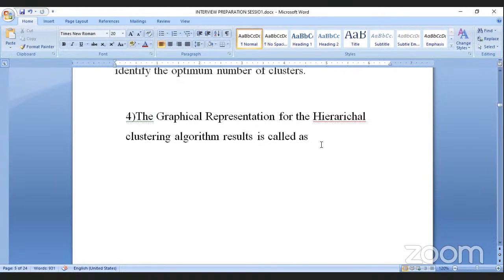So answer me for the fourth question, friends. The graphical representation of the hierarchical clustering algorithm results is called what? There is a name for it, right? So give me the name. Dendrogram, very good. Others, please.